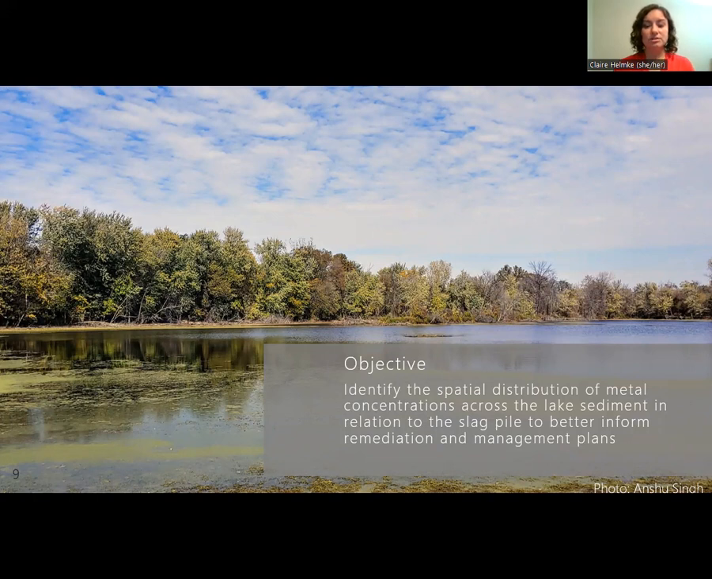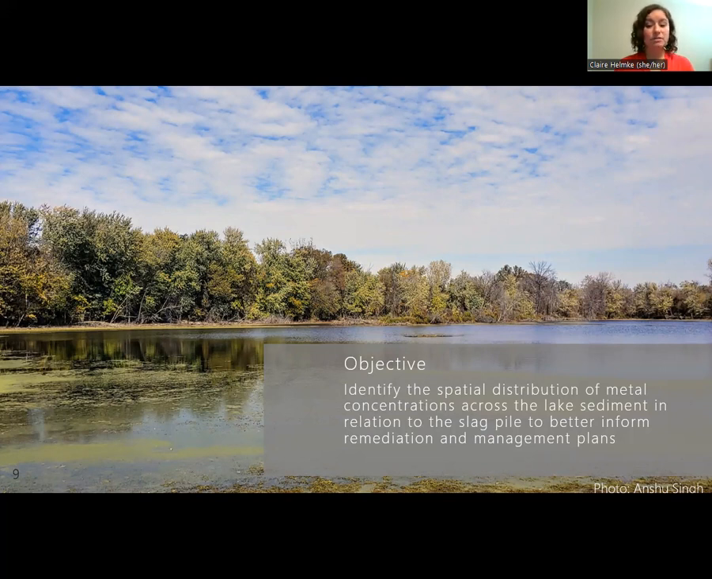In the 2017 to 2019 survey, it is estimated that metals released in the slag pile could have collected in the sediments along the shore close to the slag pile, or in the deepest points of Carp Lake like a repository. So our objective was to identify the spatial distribution of metal concentrations across the lake sediment in relation to the point source. If remediation can be focused in a smaller area of the lake, that reduces the time, effort, cost, and impact of remediation efforts.